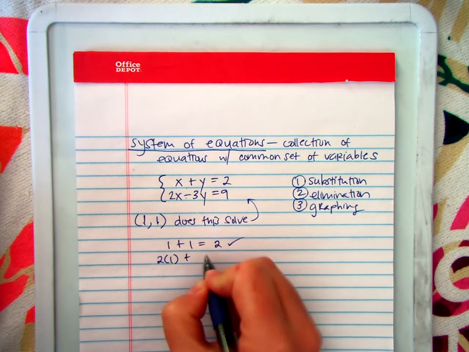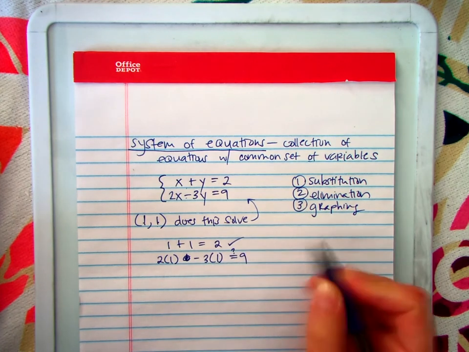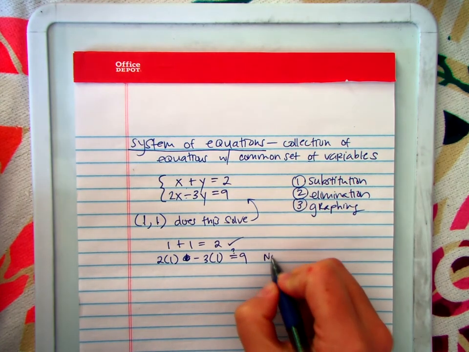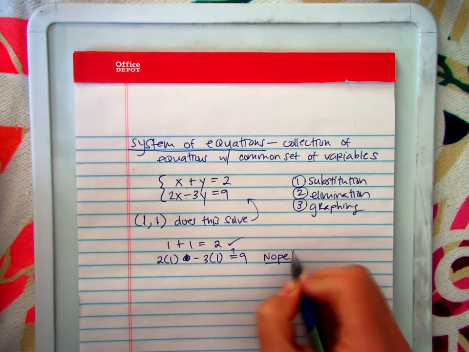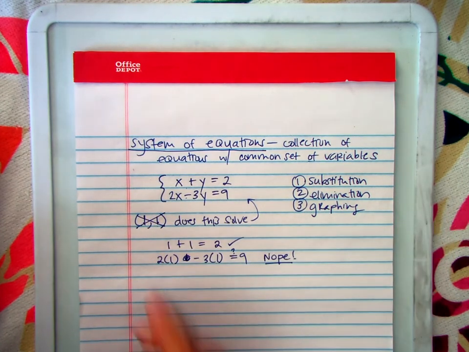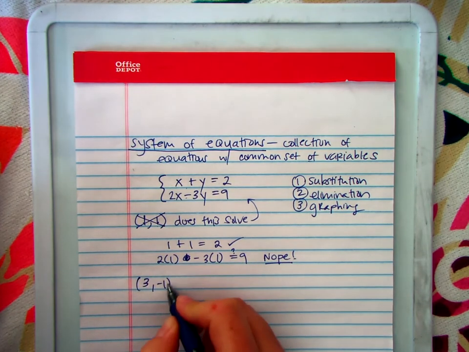In order to be a solution to the system, it has to work in the second equation. Is 2 times 1, minus 3 times 1, does that equal 9? And that is definitely not true. Meaning, this does not solve the system. So we could try a different one. What if I gave you a different coordinate, (3, -1)? Does this solve the system?